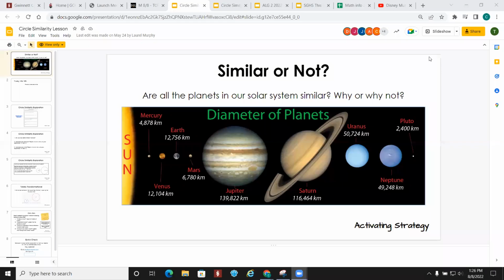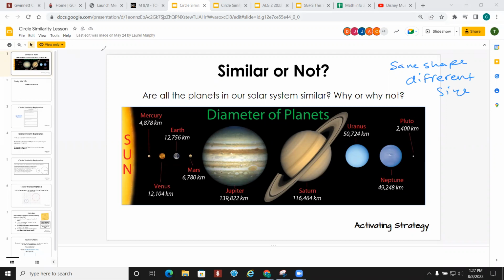So are all the planets in our solar system similar? Why or why not? What does similar mean? They're the same shape, but they have different sizes. Okay, same shape, different size, right? And you can see that from all these different planets. They're all circles, or all like a sphere, but they're all different sizes.